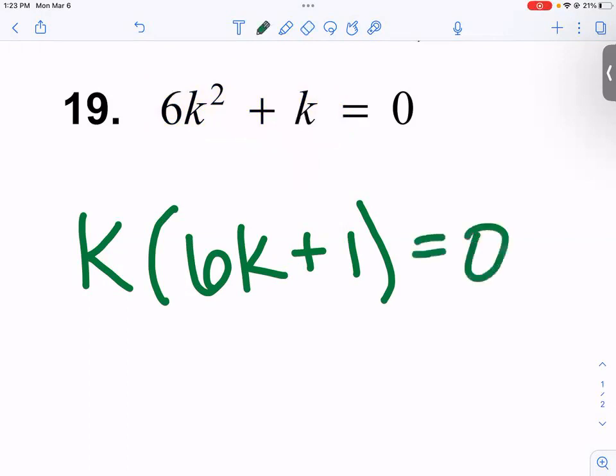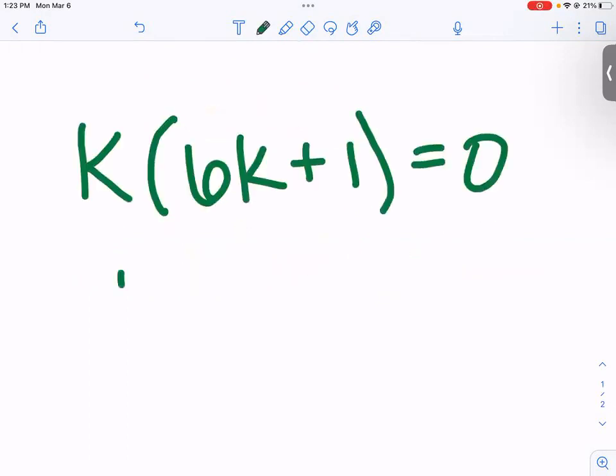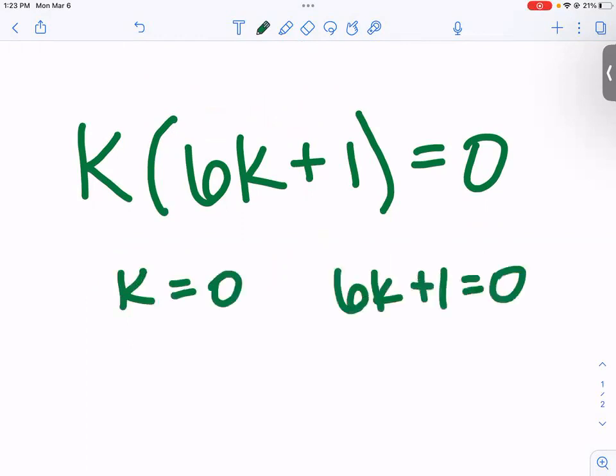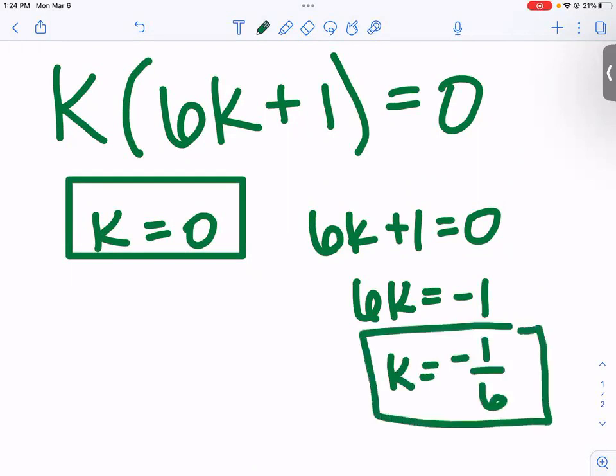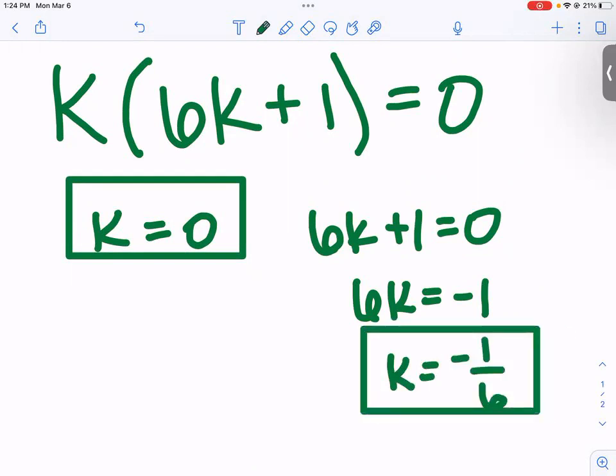Now, this equals 0. So this is when we say, okay, I have a product that equals 0. So I'm going to take each of my factors and set them equal to 0. So we have K equals 0, and we have 6K equals negative 1.